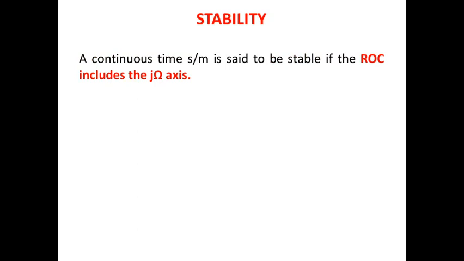Stability. A very simple condition for stability: a continuous time system is said to be stable if the ROC includes the j omega axis. The j omega axis is nothing but the central axis of the S plane. Let us illustrate this property of causality and stability with an example.